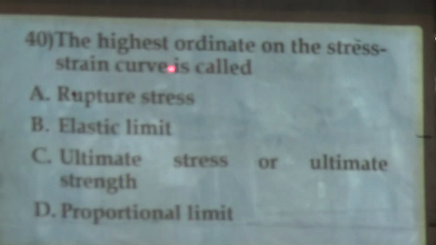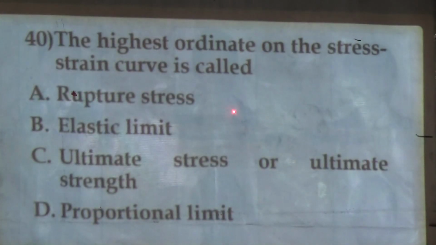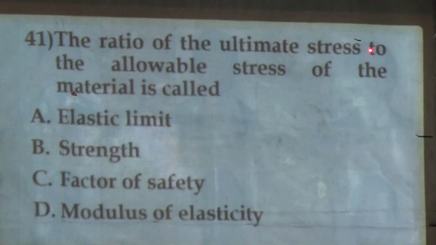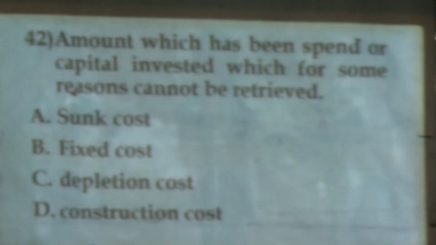Okay, ito. The highest ordinate on the stress strain curve is called the highest. Okay, so that is the ultimate stress or the ultimate strength. Okay, that is the highest. 41, ito. Ratio of the ultimate stress to the allowable stress. Okay, so that is factor of safety. Okay? Huwag magkakamali.